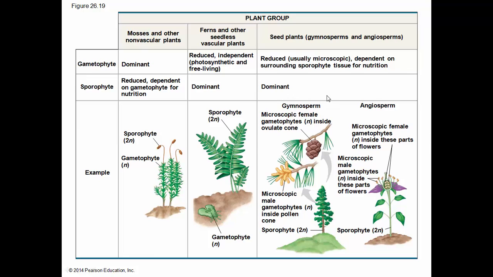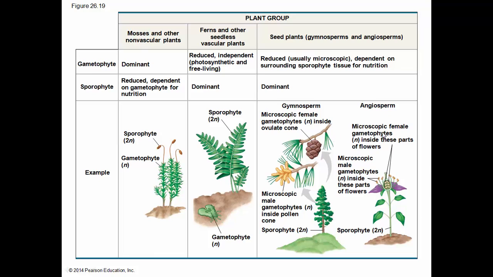And in the seeded plants, the sporophyte is vastly more dominant. The example they're giving is a conifer, like a Douglas fir or a redwood tree, and that sporophyte is the dominant generation right there. The microscopic male gametophytes inside the pollen cone are haploid. And then the microscopic female gametophyte inside the ovulate cone is haploid as well. So basically, even when you're looking at the cone itself or the strobilus, these are parts of the sporophyte. It's only the microscopic egg and sperm that are inside the pollen that are the gametophytes.